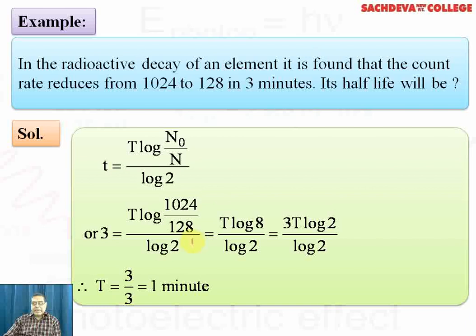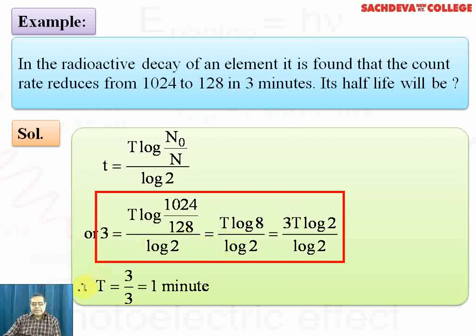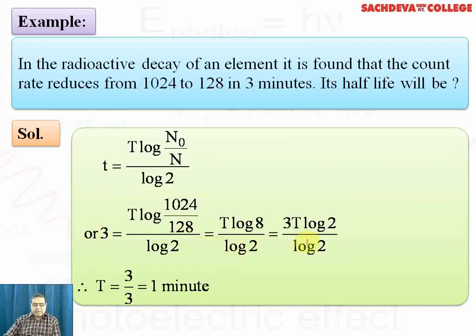So for time t, we put the value, that is 3 minutes, and log 1024 divided by 128. We can use the formula of the log, that is log m over n is equal to log m minus log n. So t equals T log 1024 over 128 divided by log 2. So we compute the values and log 2 is cancelled off, and we get the value of capital T, that is the half-life. It is found to be 1 minute.